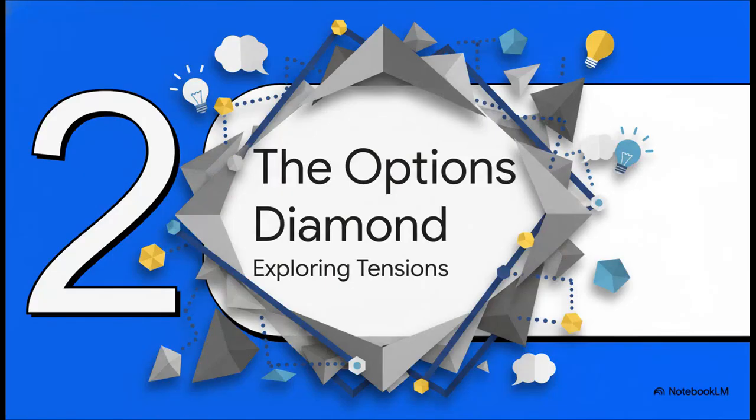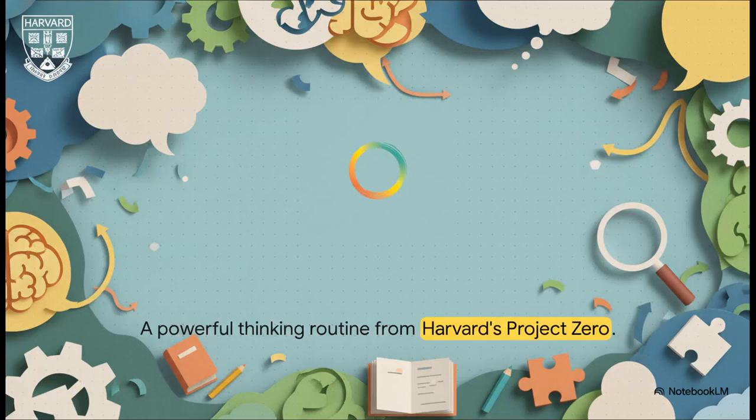So, how do we break out of that trap? Well, meet the options diamond. I promise you this is such an elegant, simple routine. It's designed specifically to help students push past that either-or thinking and get into that rich, messy, and really creative space in the middle.